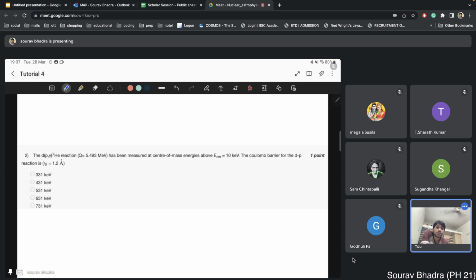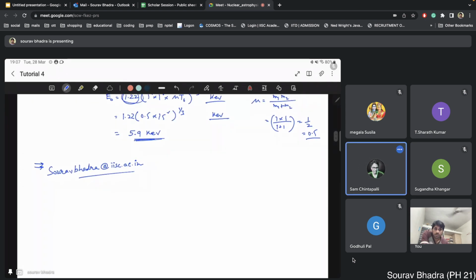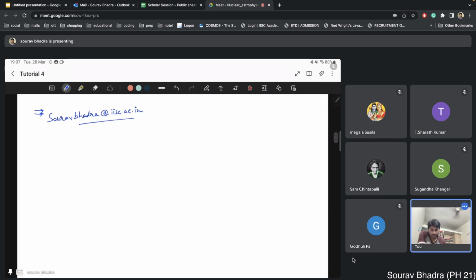Sorry, yes, anyone wants to take? Okay, so this is also a proton. Oh, you are writing the email ID. Okay. Just send me. There is no space. It is SOURAV continuous. Yeah. Okay. Thank you. Just send me that.